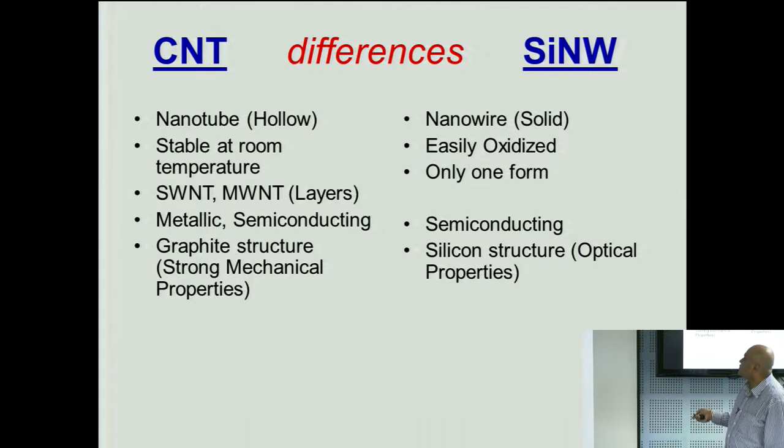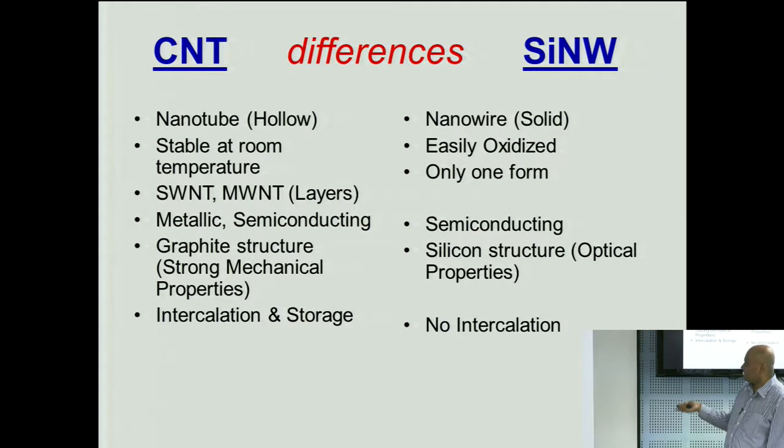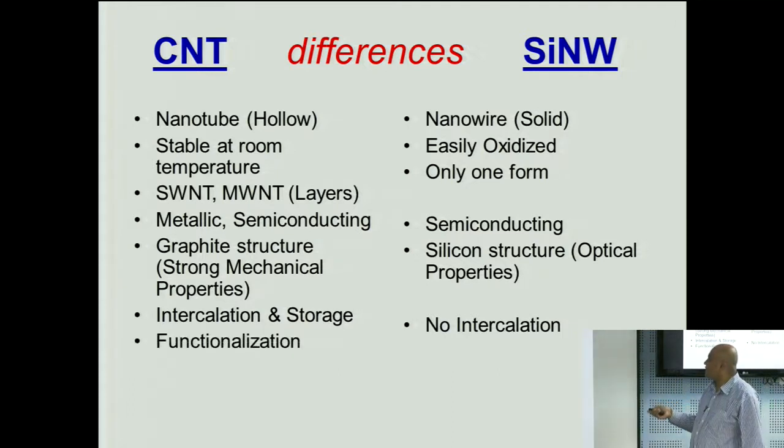Silicon is known for its optical properties. Any semiconductor material is known for its optical properties, while carbon nanotube is known more for its mechanical properties. Thermal properties are also important. Carbon nanotube, because of its hollow structure, can do intercalation and storage. Silicon does not have that. Carbon has ways for biological applications.